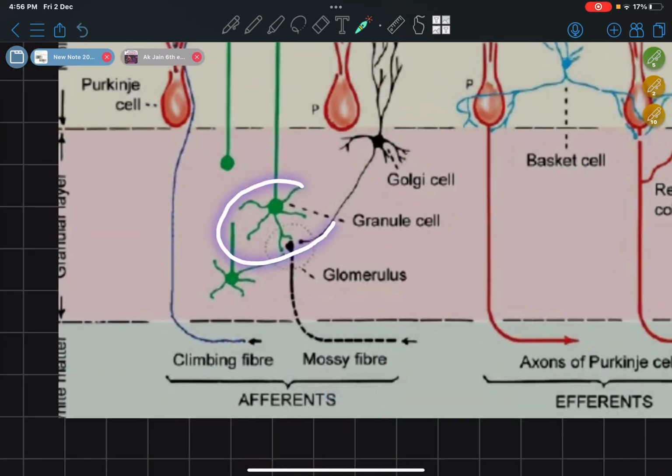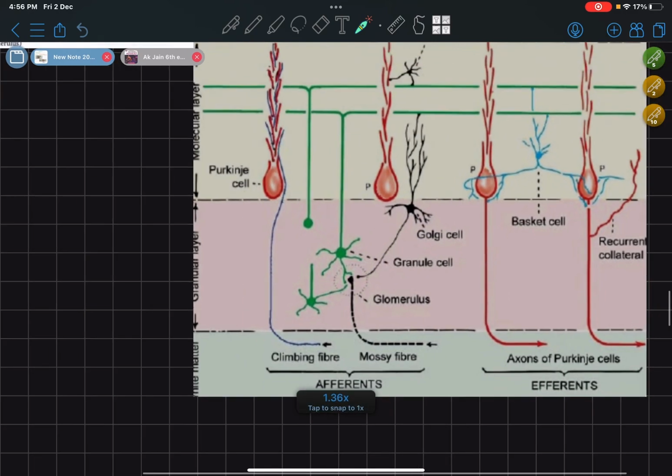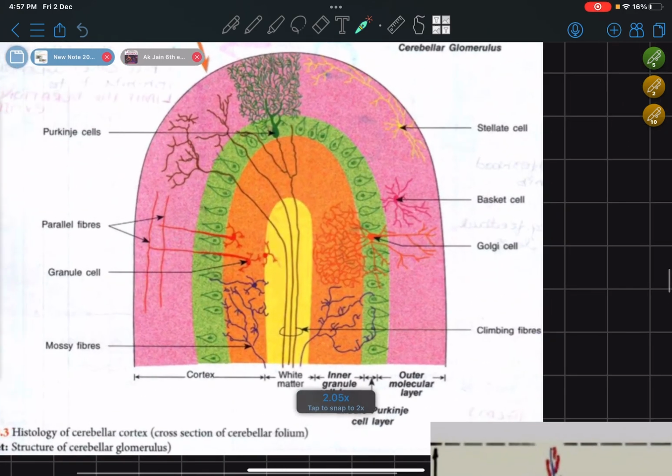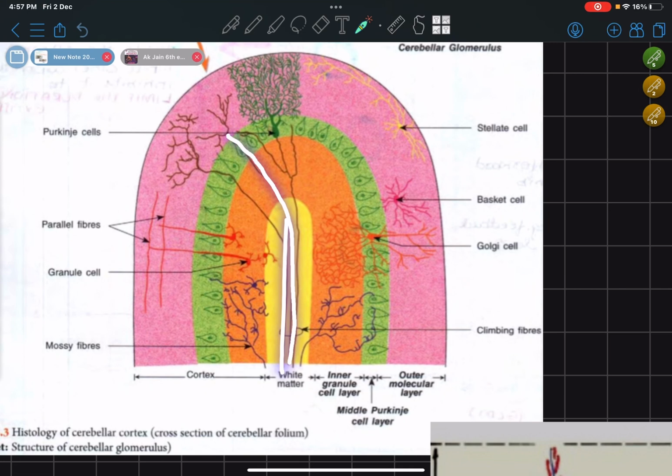We already talked about the granule cells, and here are the Golgi cells, and it will be very interesting to know how all of these interact with each other. Here also you can see the layers. This is from the A.K. Jain textbook. You have the white matter here, from where the climbing fibers are coming, and they're synapsing with the dendrites of the Purkinje cells.